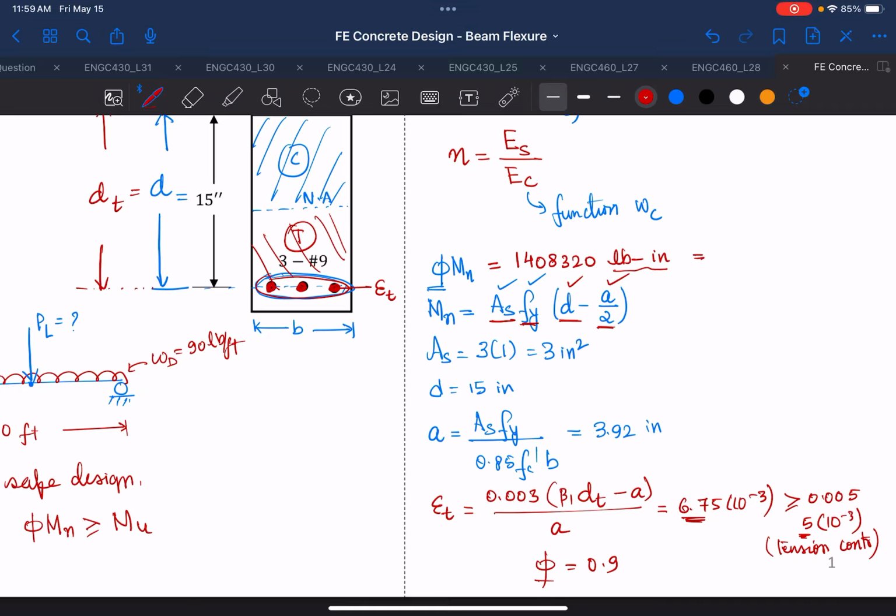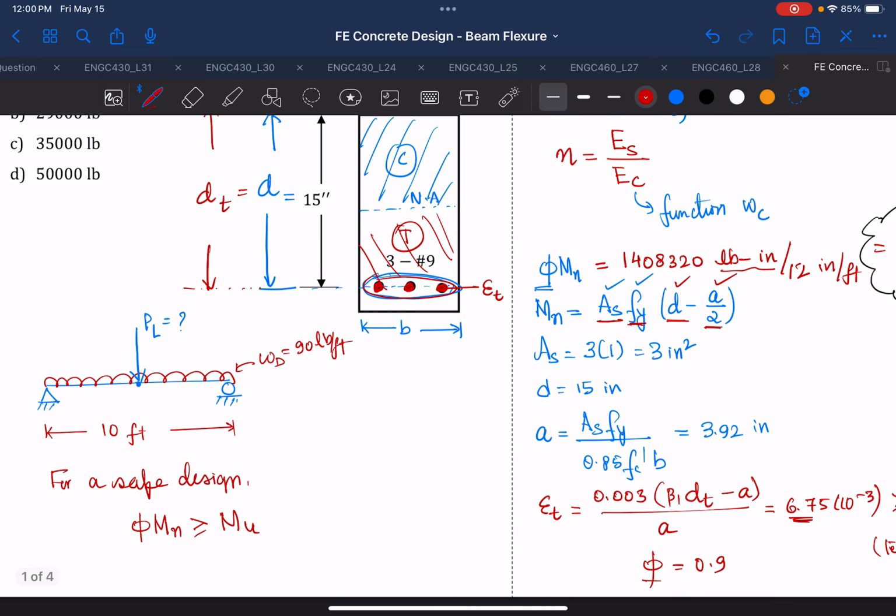We can convert this by dividing by 12 to get feet. We can convert this equal to 117,360 pound feet. Okay, so once we have that, we have our phi Mn, which is our important value. And now the next step is to find Mu. So we get phi Mn.